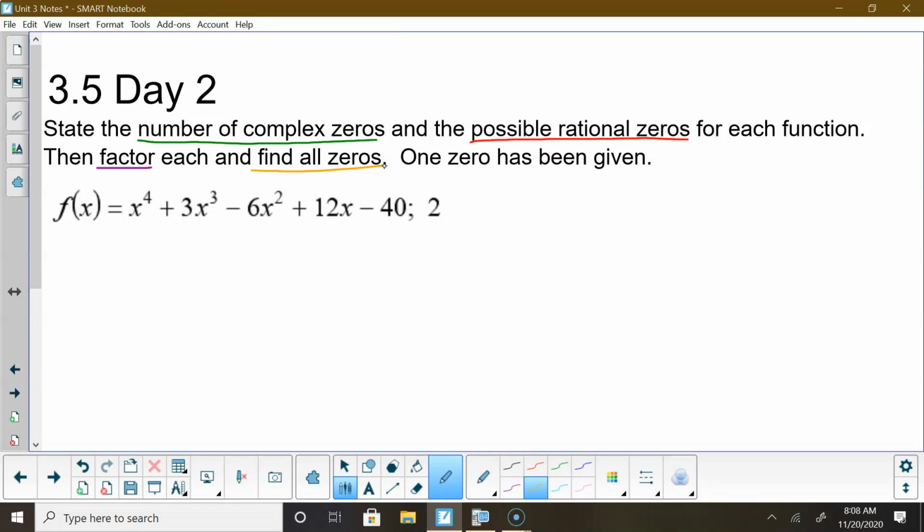Good? So when it comes to these problems, I give you one of the zeros, yes? Start with the easy parts first. The number of complex zeros. What's the degree on this? 4. So I should have 4 complex zeros.